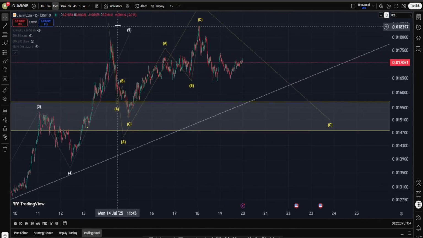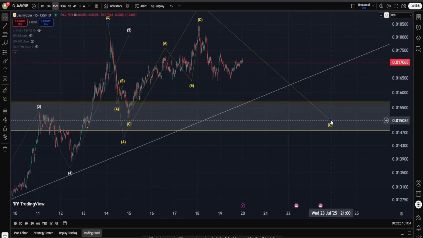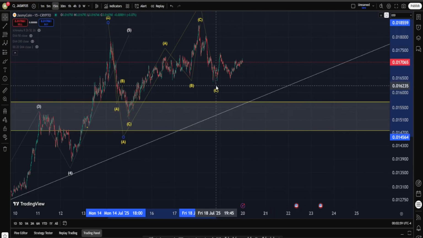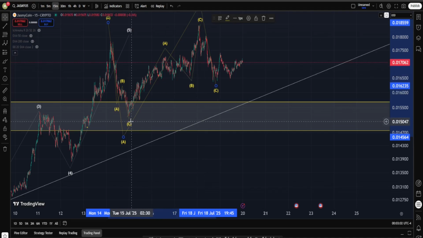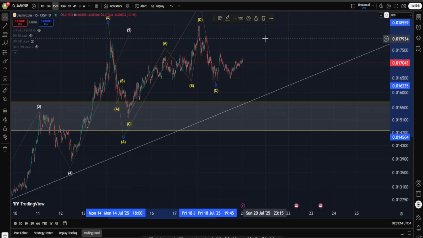I do still believe that this might be an ABC. Now I'm going to argue this might be a running flat, in which, for our C leg, we are actually not allowed to take the low of our A leg, and our running flat may or may not have ended right in here, meaning from the current point even, we can expect yet another move on the upside.